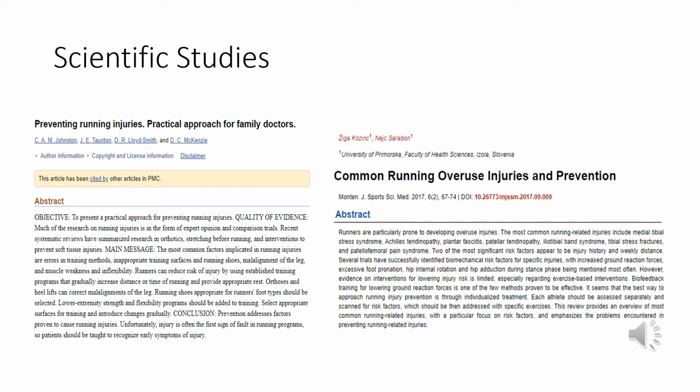So here we have two scientific articles addressing running injuries and where they stem from. In summary, the article on the left states that running injuries are a result of a combination of factors, those factors being inappropriate shoes, inappropriate training surfaces, muscle weakness, and inflexibility and lack of mobility. The one on the right states that running injuries stem from the fact that many athletes are not given individualized training or programming, which often leads to injuries because the training programs are generalized.